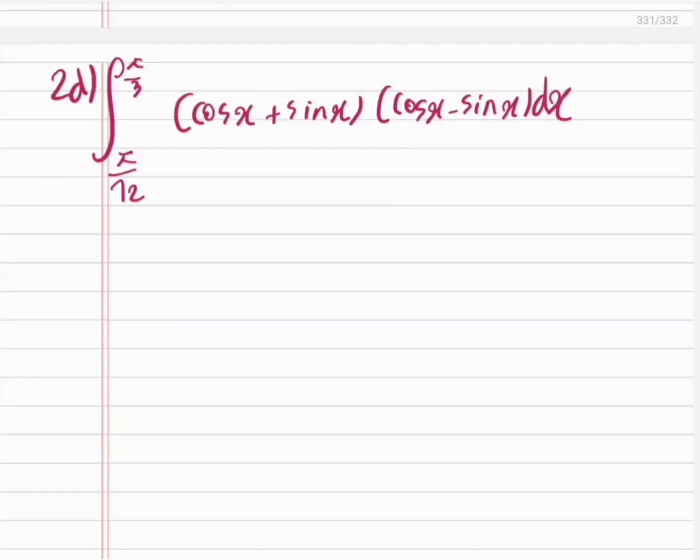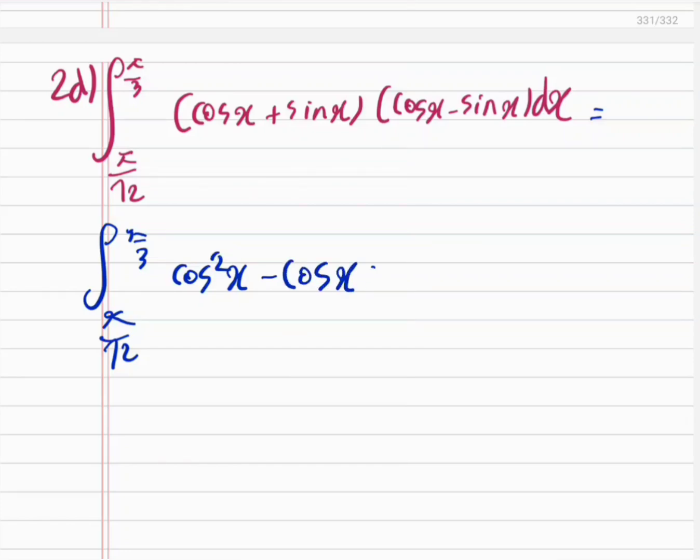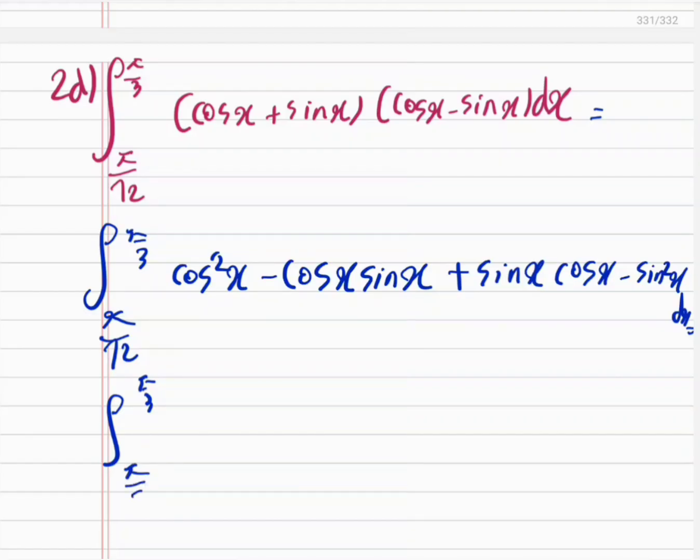So first, we can start by expanding the brackets. And that gives us cos squared x minus cos x sin x plus sin x cos x minus sin squared x dx. Right, so the middle terms cancel out because minus cos x sin x plus sin x cos x is just equal to 0. So we get cos squared x minus sin squared x dx.